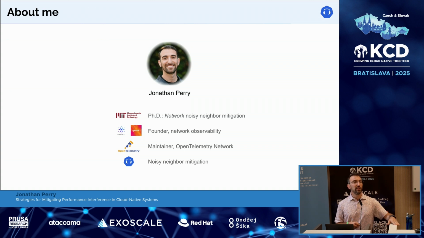I did my PhD in noisy neighbor mitigation, specifically network noisy neighbor mitigation. I then founded an observability company. We developed a network observability solution based on eBPF. Then we later sold the company to Splunk, and I'm still a maintainer on the OpenTelemetry network collector, which we contributed. And now I'm doing noisy neighbor mitigation.